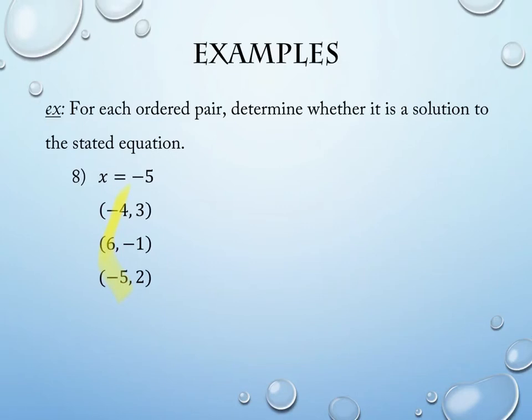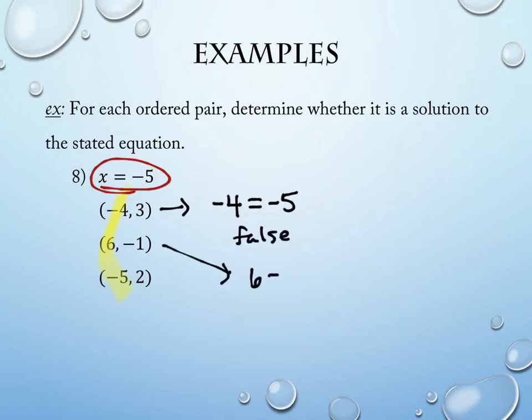Okay, and y values are the second values. So my equation for this one is simply the equation x equals negative 5. So I'm going to plug in each one of these into the x value. That's negative 4 equals negative 5. Is it true? No. This is false.